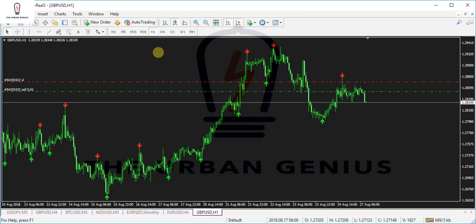Today, I real quickly wanted to go over a strategy using the super arrows. I've had a couple inquiries on the super arrows and how they work exactly, so I wanted to go ahead and show you guys exactly how they work.